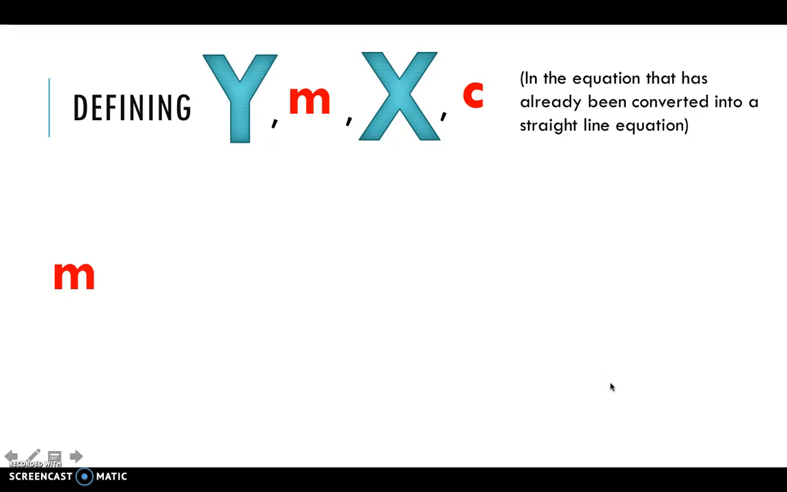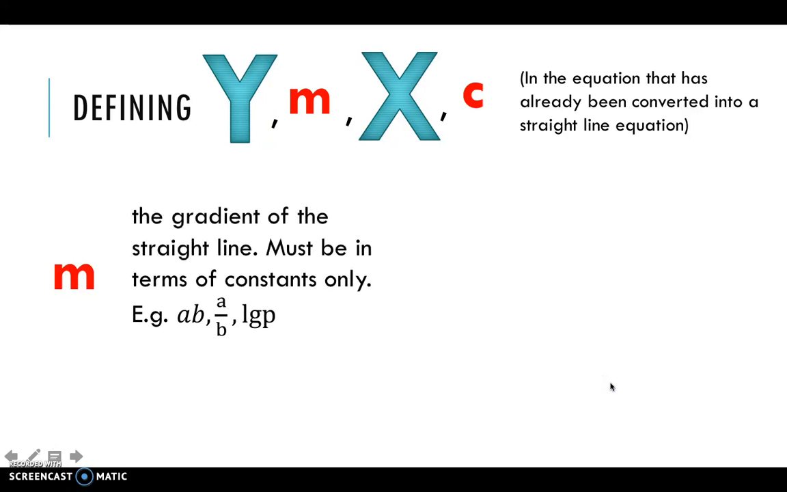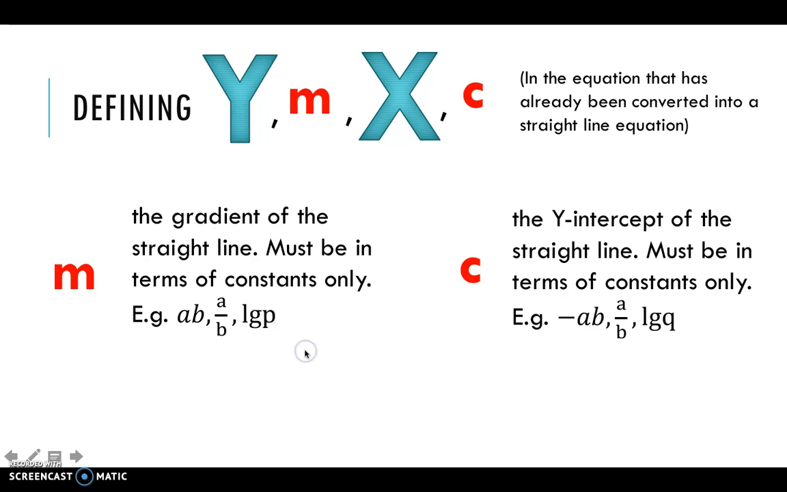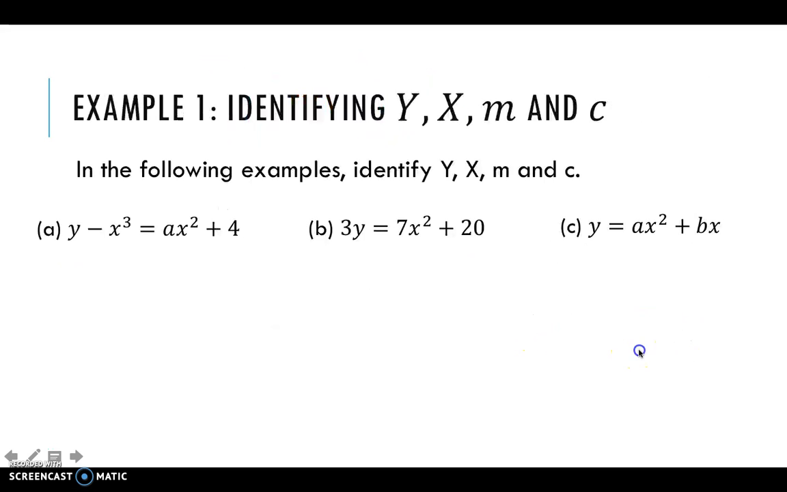How about M and C? M is actually the gradient of the straight line. Notice that gradient is a constant, which means it cannot contain any small x or small y. So these are a few examples of what a gradient can look like after the equation has been converted. Same for C. C is actually the big Y intercept of the straight line and is only in terms of constants. Okay, so I want to give you a few examples, and in the following examples, I want you to try and identify big Y, big X, M, and C.